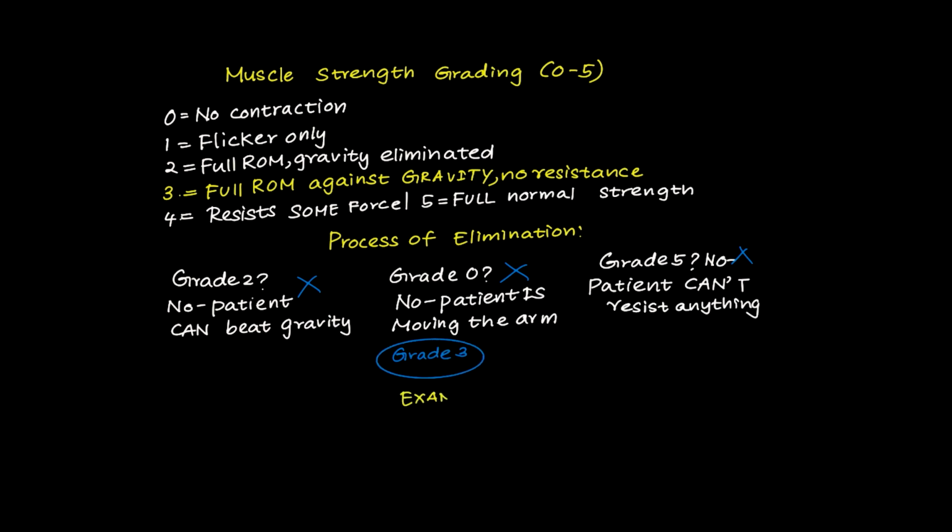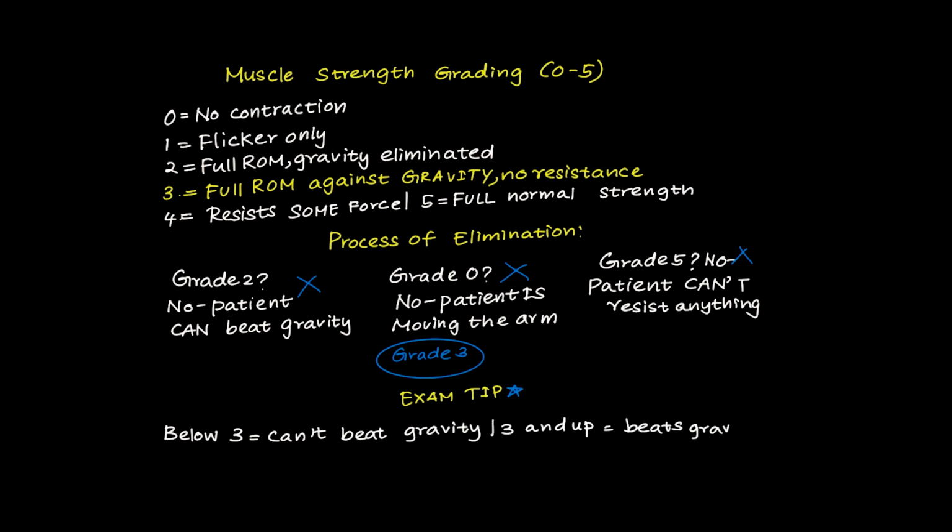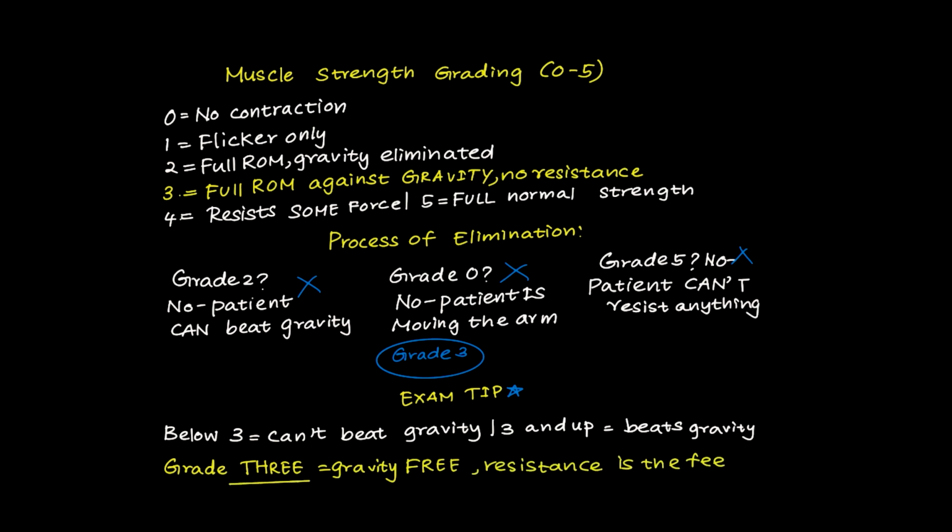Here's a WGU D443 OA exam tip for you. The dividing line on the muscle strength scale is gravity. Below grade 3, the patient can't beat gravity. At grade 3 and above, they can. Grade 3 is where gravity gets conquered, but resistance still wins. Quick recall hook: grade 3 equals sign. Gravity is free, but resistance is the fee you can't pay.